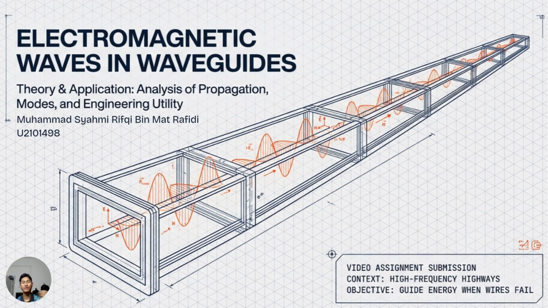Hello everyone. In this video, I'll be explaining how electromagnetic waves propagate in waveguides, focusing on their physical structure, modes of propagation, cut-off frequency, power flow, and practical engineering applications. Waveguides are especially important at microwave frequencies, where conventional transmission lines like wires or coaxial cables become inefficient.